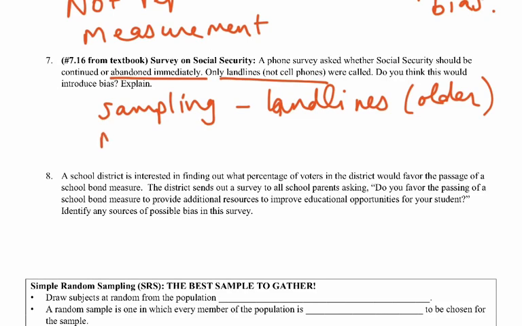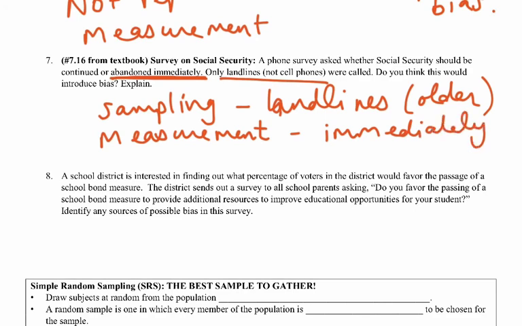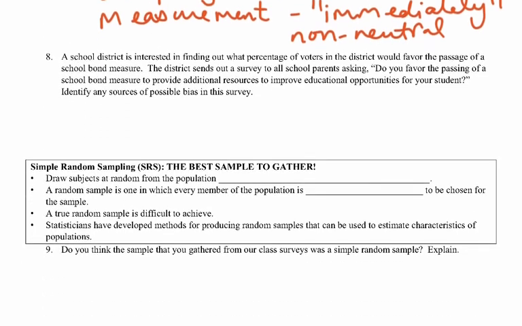I would also say there's a measurement bias here because the question is non-neutral. The question said, do you think Social Security should be continued or abandoned immediately? That's a hard thing to argue. Should we abandon it tomorrow? No, I don't think anyone would say we should abandon it tomorrow. So I would say the use of the word immediately is using something that's non-neutral. So it's a non-neutral question again. And again, those are the things you want to think about. When you hear people talk about survey data, what did the questions ask? How were the questions phrased? Who did they talk to? Who responded? Those are the things you want to think about.